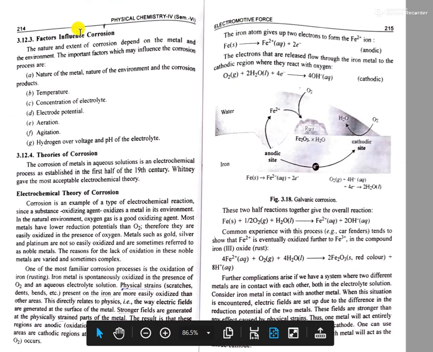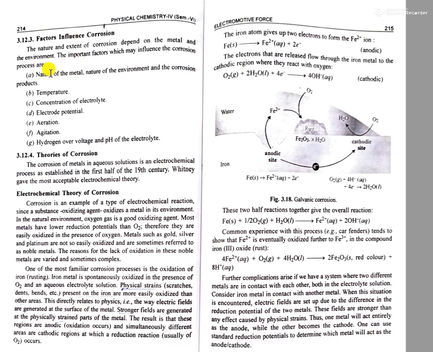Now there are various factors that influence corrosion. As you can see, the nature of the metal, nature of the environment, and the corrosion products, then the temperature, then concentration of electrolyte, electrode potential, aeration, agitation, and also the hydrogen overvoltage and pH of the electrolytes. All these factors influence corrosion and can accelerate the rate of corrosion.